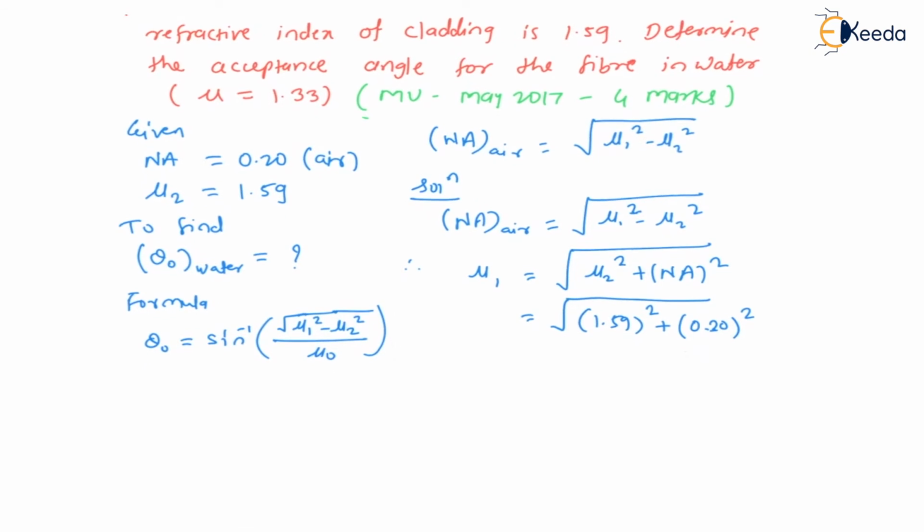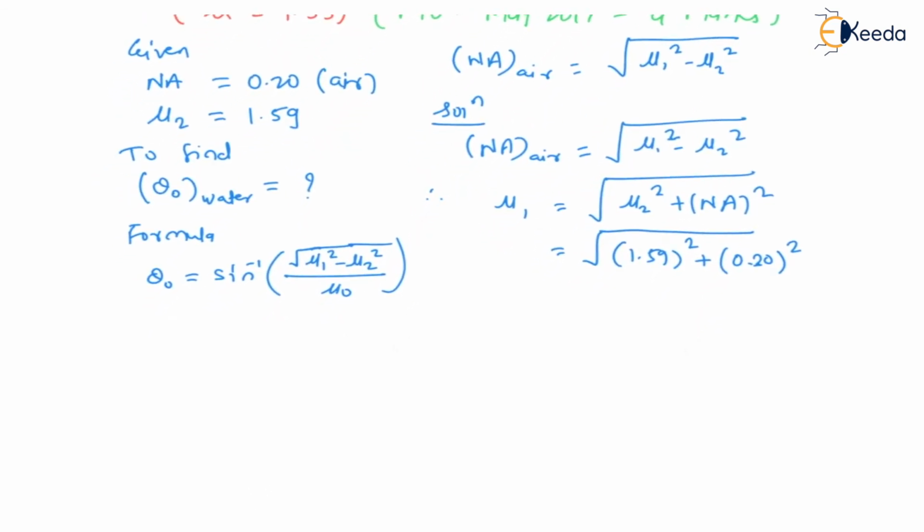So now by doing the calculation, we'll get the value of this mu1, that is the refractive index of core medium, as 1.6025. So this is the value of refractive index of core medium. Now as we have the value of this mu1, in this equation we will substitute mu1 over here. We know the value of mu2, that is for cladding, as well as we know this mu naught, that is the medium in which optical fiber is kept.